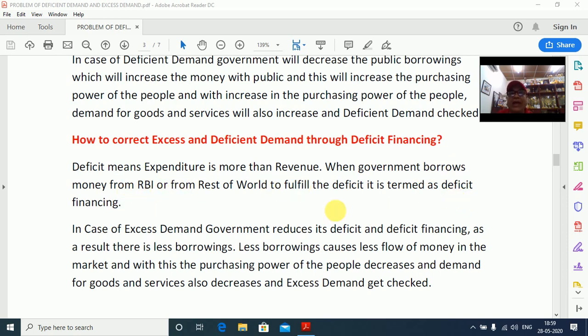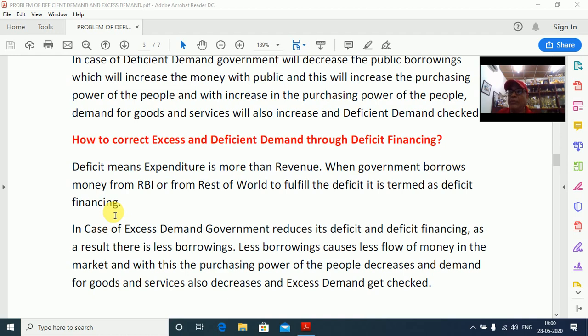That is called deficit financing. When government expenditure is more than revenue, that is called deficit. To compensate or to fulfill the deficit, government borrows money either from RBI or rest of world. That is called deficit financing. If government is borrowing more money, it means there is more deficit.